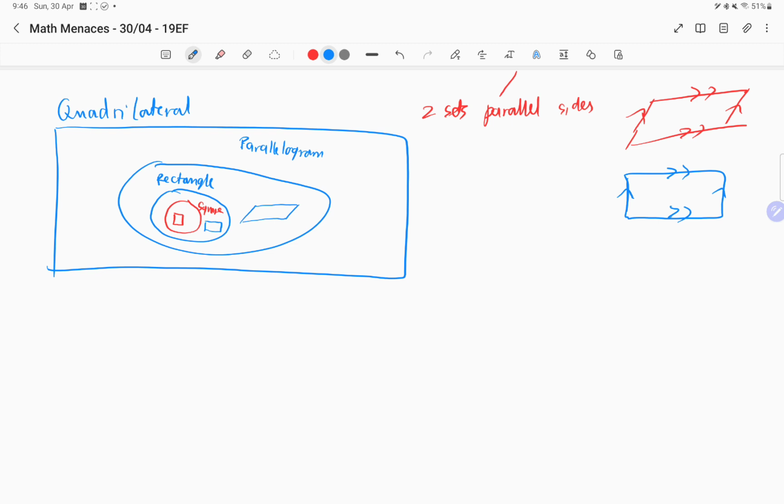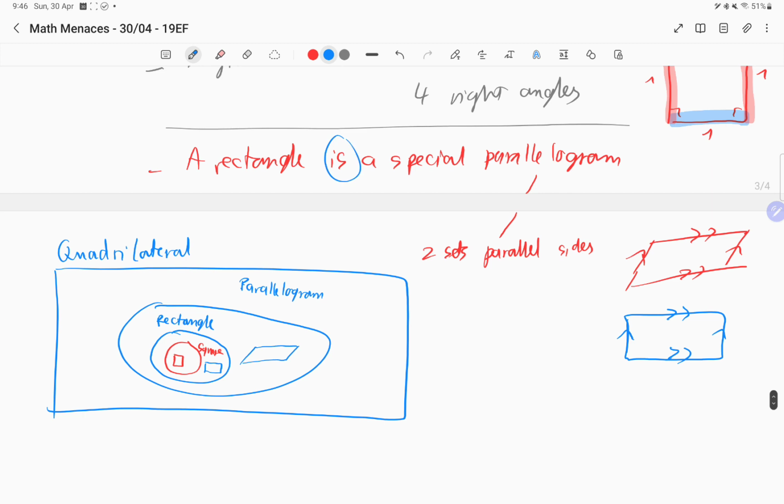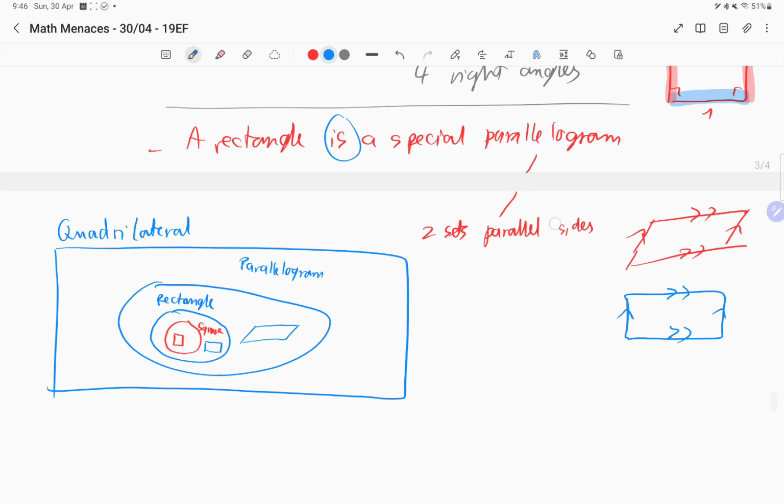You just said it wasn't. No, it is. It is a parallelogram, because it has two parallel sides. Why did you say it's not? It's inside the parallelogram Venn diagram. Okay, you know what?